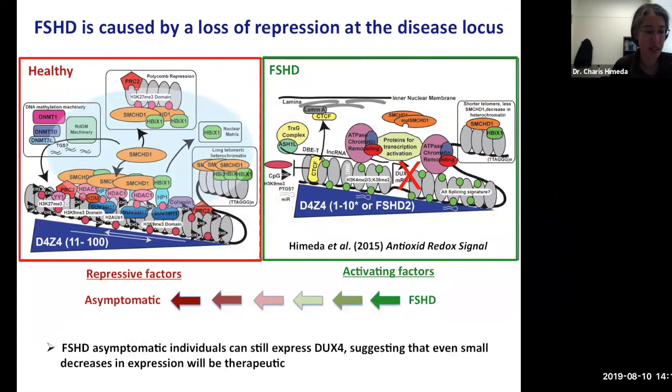And regarding that last question, I think it's worth emphasizing that in the healthy situation, the disease locus is heavily repressed by multiple mechanisms. This is a region that really wants to be off in most adult tissues. And we know that some asymptomatic individuals, so these are people who are genetically FSHD but show no signs of the disease, express low levels of DUX4, which suggests that we don't need to turn DUX4 off completely. We just need to reduce it to asymptomatic levels. So even small decreases in DUX4 expression should have some therapeutic benefit.